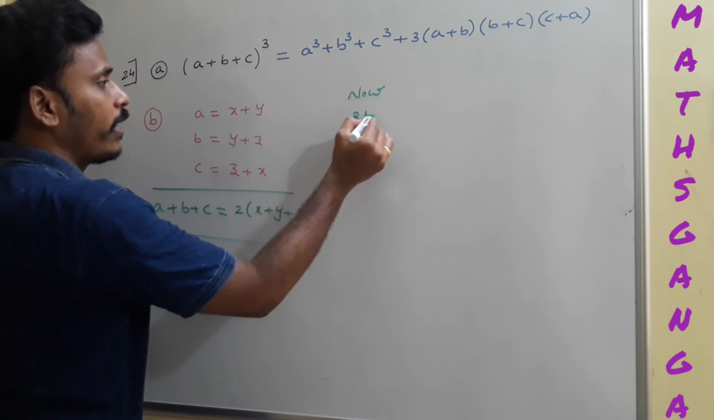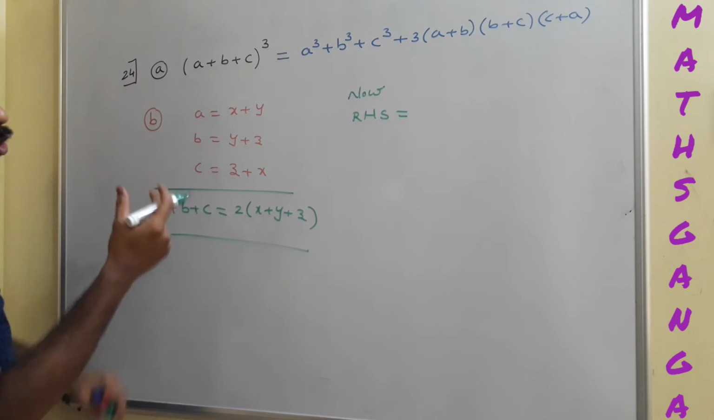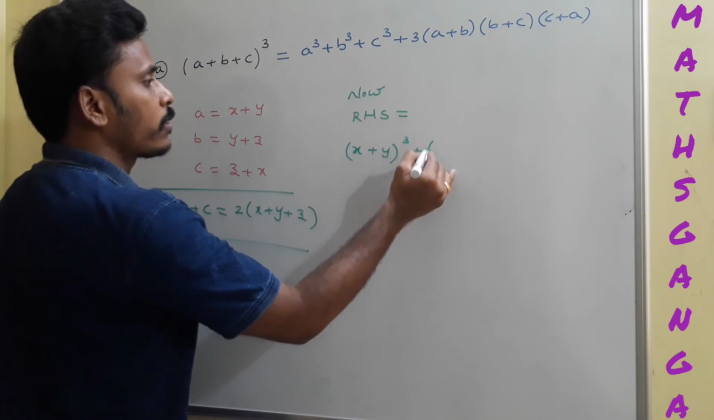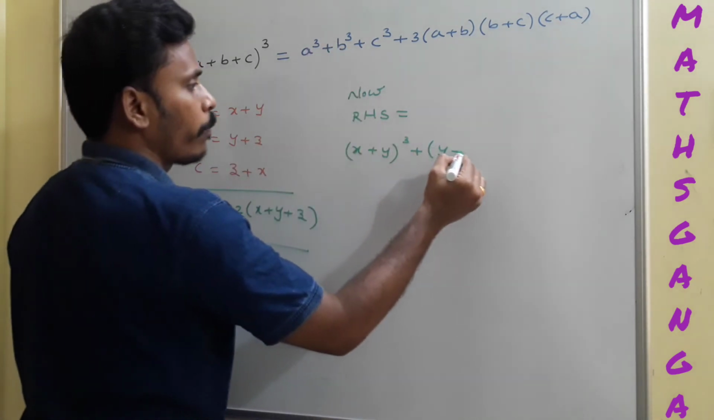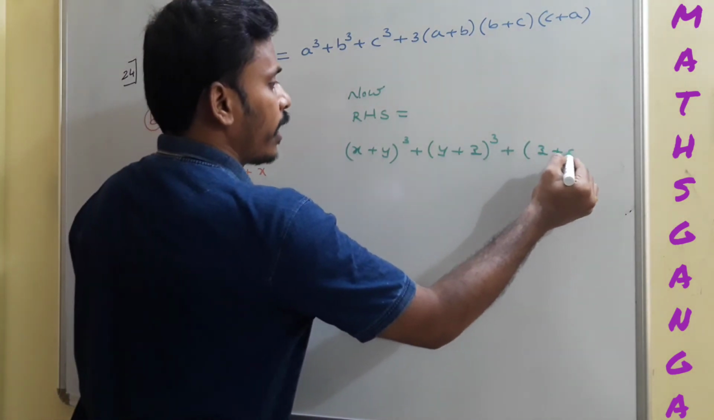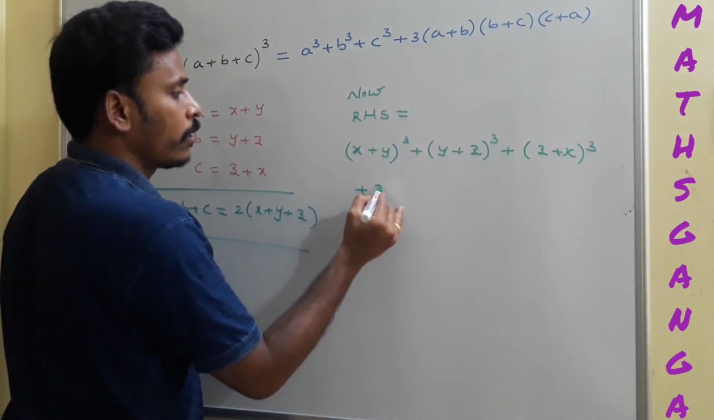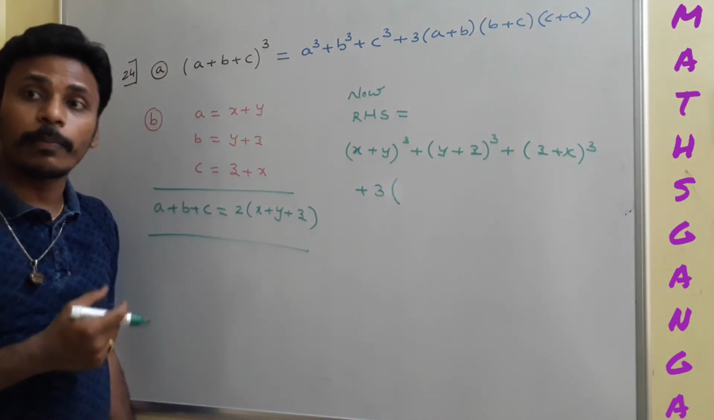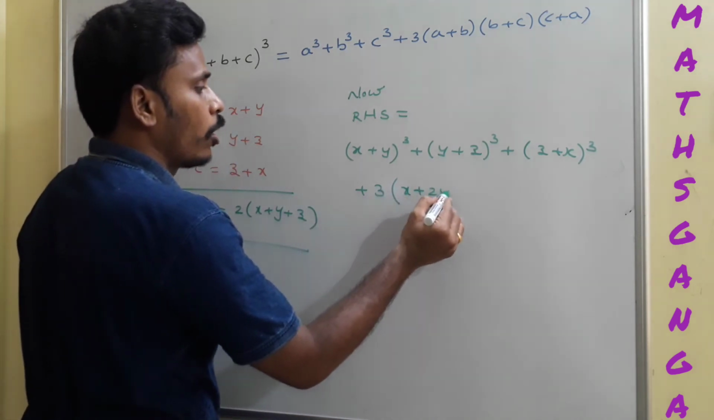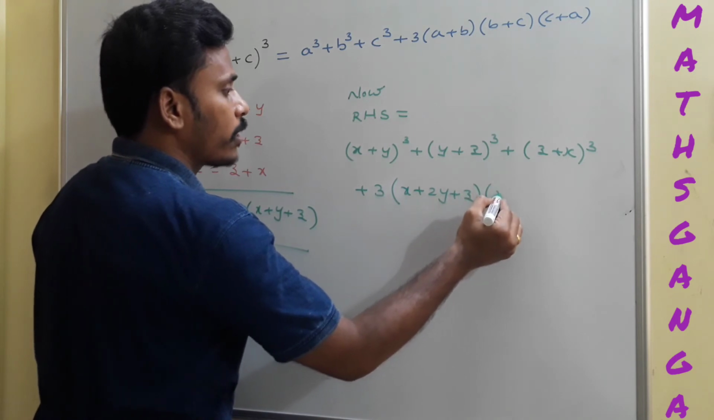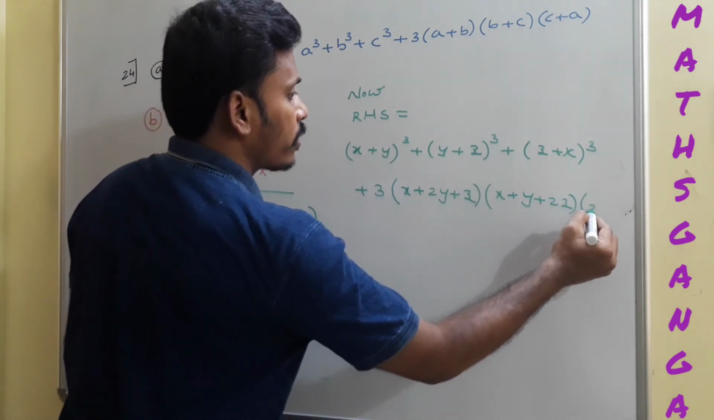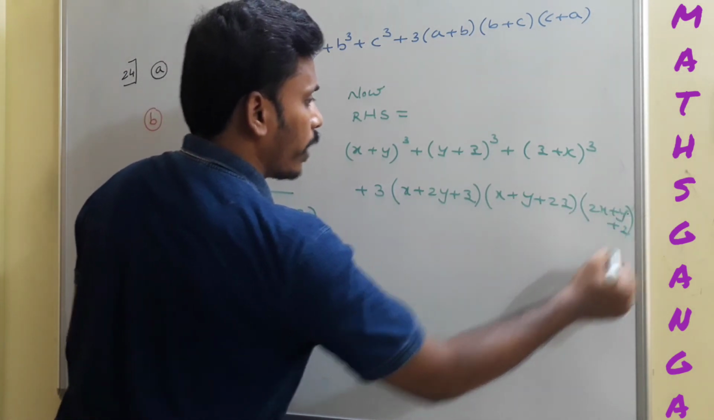now you just take the right hand side. Usually the problem may involve the right hand side. See, what is the right hand side? X plus Y whole cube, plus B cube means Y plus Z whole cube, plus C cube means Z plus X whole cube, plus 3 times A plus B. What is A plus B here? We need to add the first two, that is X plus 2Y plus Z, and B plus C means X plus Y plus 2Z, and C plus A means 2X plus Y plus Z.